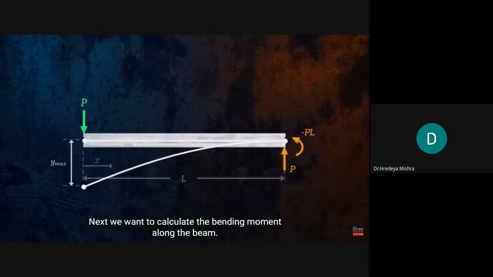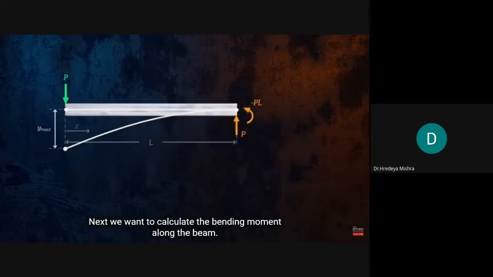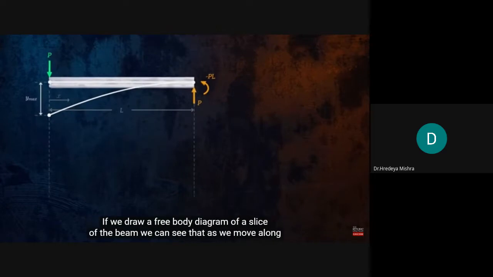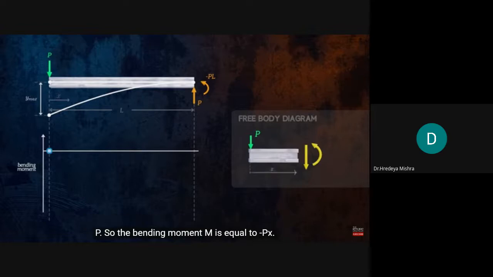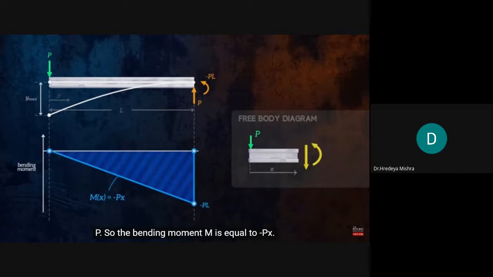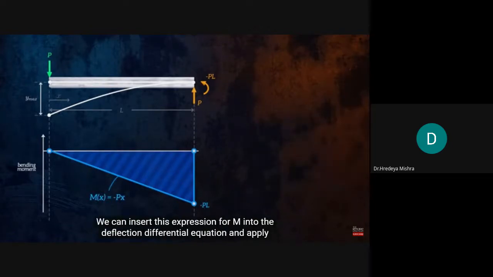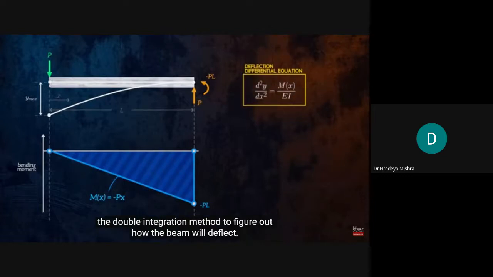Next, we want to calculate the bending moment along the beam. If we draw a free body diagram of a slice of the beam, we can see that as we move along the beam, the bending moment increases linearly with the distance from the concentrated force P. So the bending moment M is equal to minus P times x. We can insert this expression for M into the deflection differential equation and apply the double integration method to figure out how the beam will deflect.